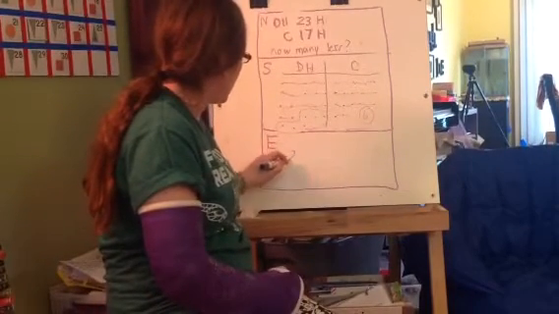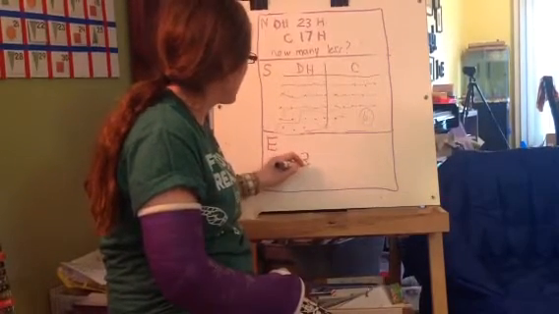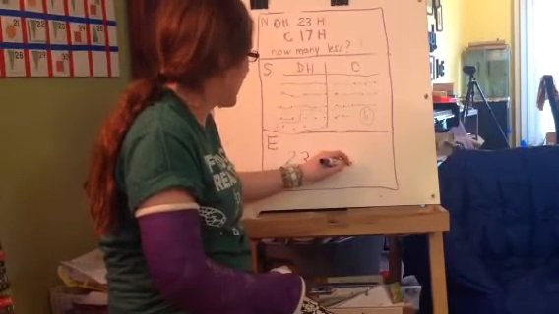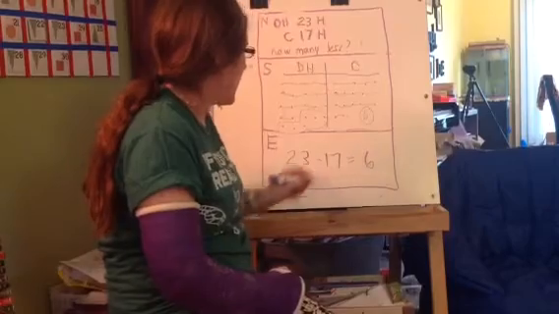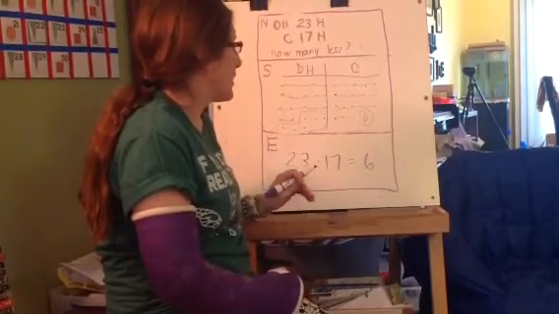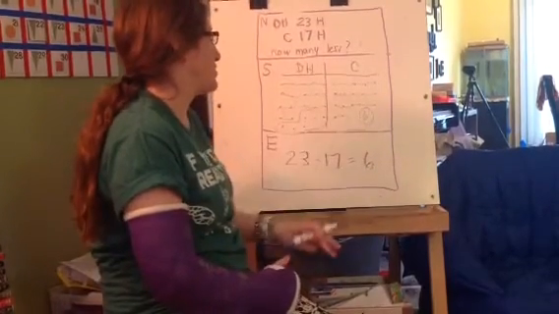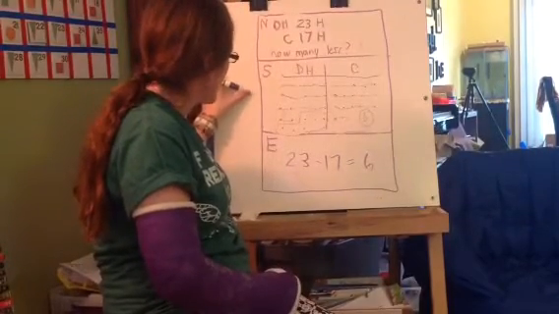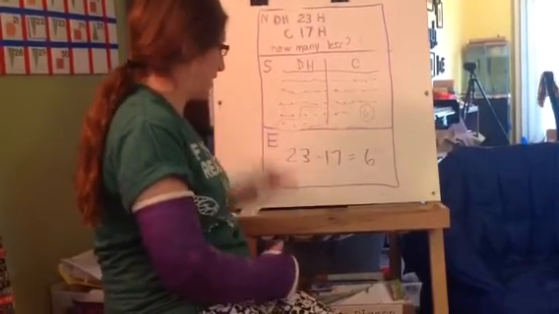If we take Dylan's 23 hamsters and we take away the 17 that Cameron had, we'll be left with how many more Dylan has or how many less Cameron has, which is 6. If you got this box right, you can have a point.